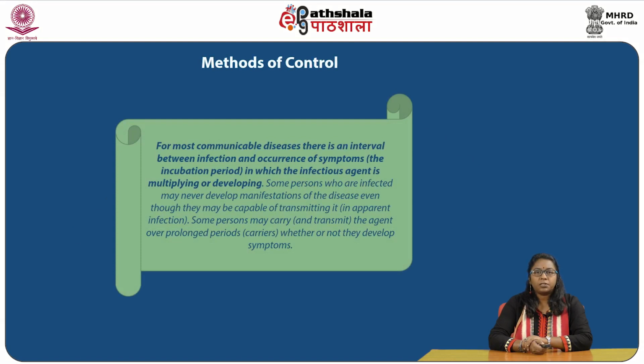For most communicable diseases, there is an interval between infection and occurrence of symptoms. This is called the incubation period, in which the infectious agent is multiplying or developing. Some persons who are infected may never develop manifestations of the disease, even though they may be capable of transmitting it. This is called inapparent infection. Some persons may carry and transmit the agent over prolonged periods. These are called carriers, whether or not they develop the symptoms.